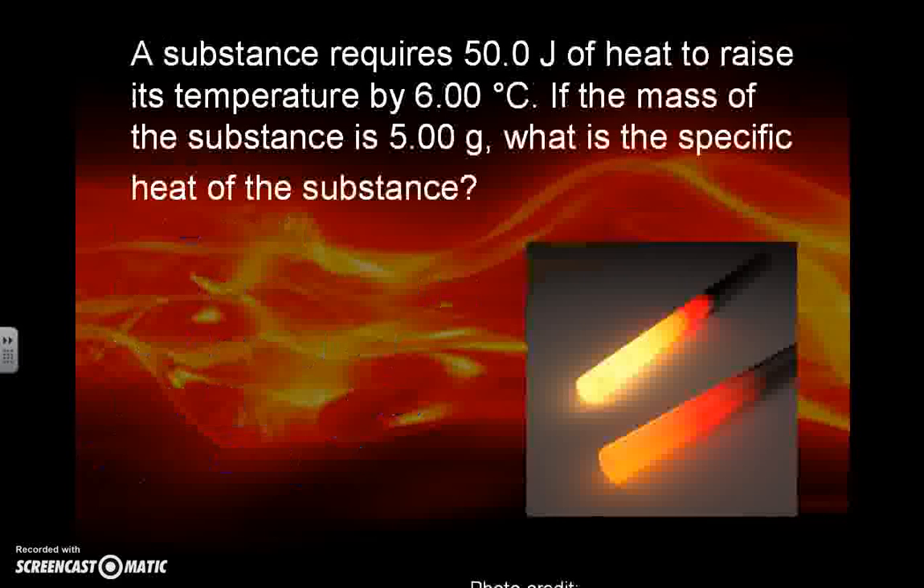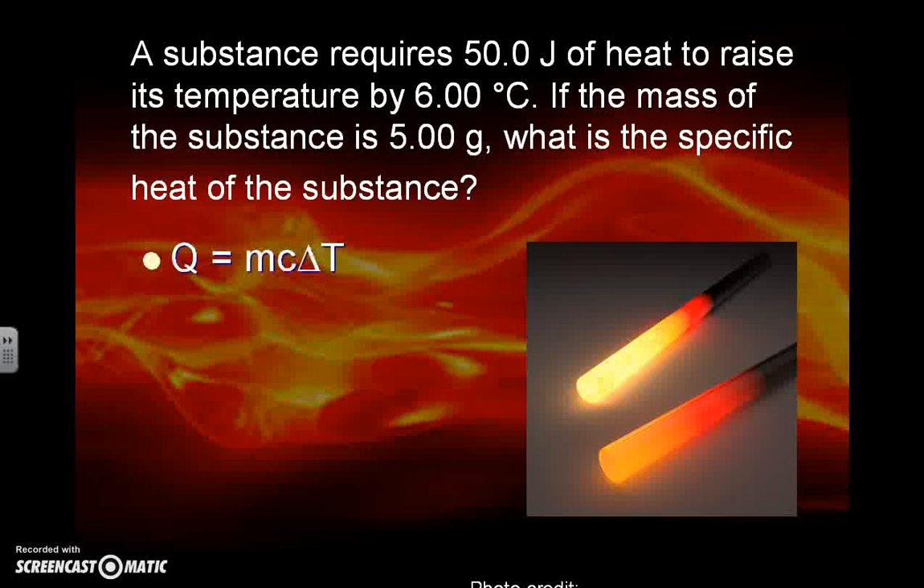So here is the second example problem, and this one is for solving for the specific heat of a certain substance. For this question, it says a substance requires 50.0 joules of heat to raise its temperature by 6 degrees Celsius. It says if the mass of the substance is 5 grams, then what is the specific heat? Just like all of these problems, you should start with the formula.